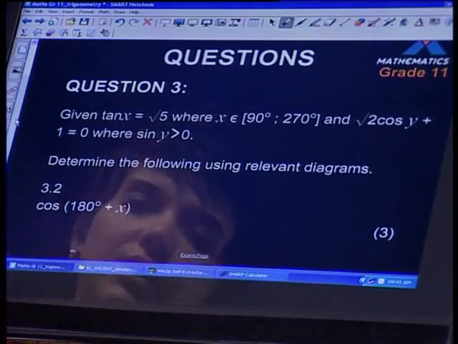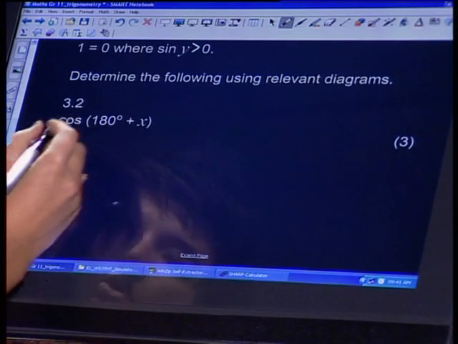Just remember, be careful. If they talk about the x angle, go to the x's diagram. If they talk about the y angle, go to the y's diagram and then use the specific ratio for that specific diagram that you used. Okay, going on to the next question. It's exactly the same question.